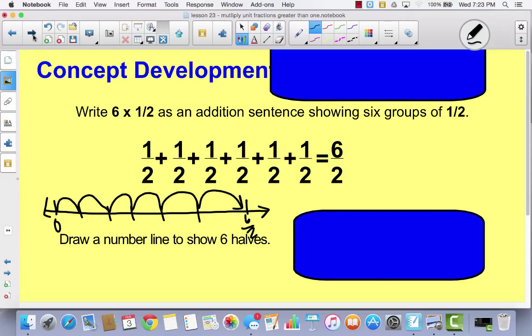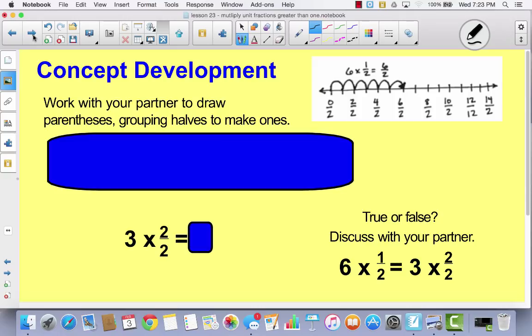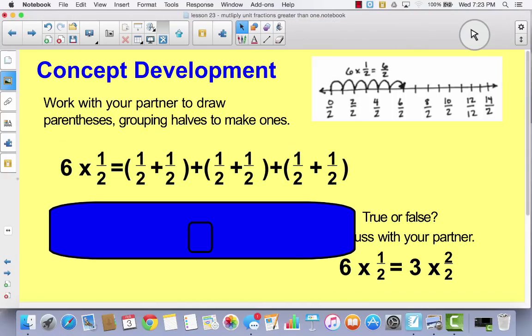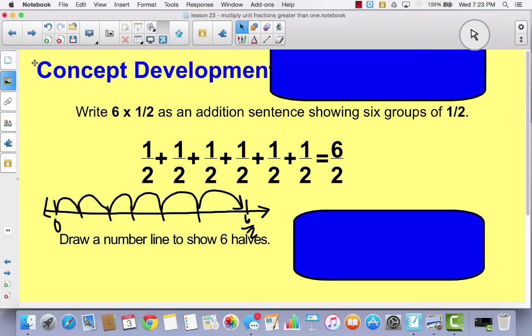All right? So let's get to how this is going to affect what we're doing today. Now let's think about taking our unit fractions, okay? You should have this written. You should have 1/2 plus 1/2 plus 1/2 plus 1/2 plus 1/2. Now, I want you to go back to this same number sentence right here. And what we're going to do is draw parentheses around groups that will make a whole. How many halves does it take to make a whole? Well, it takes 2 halves.